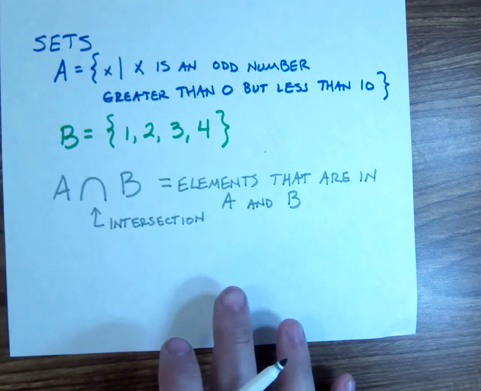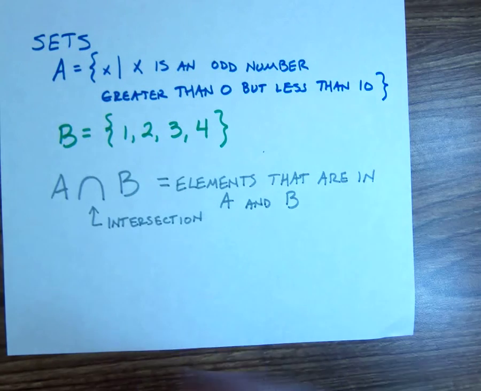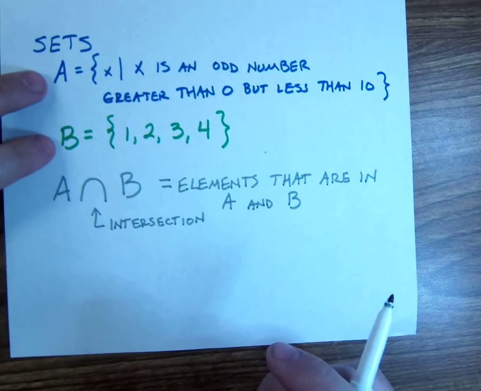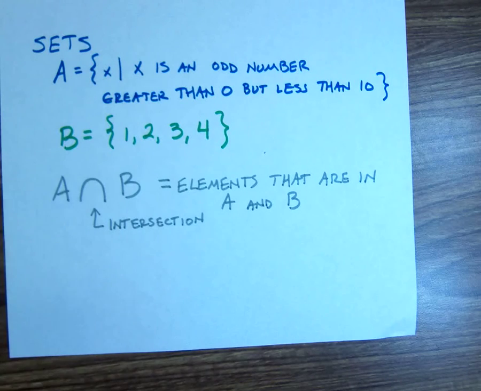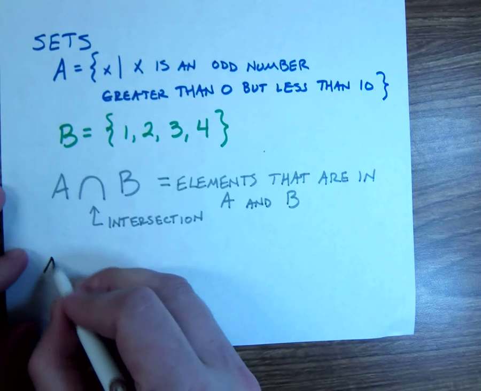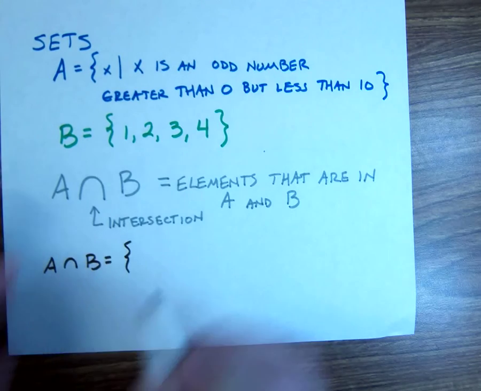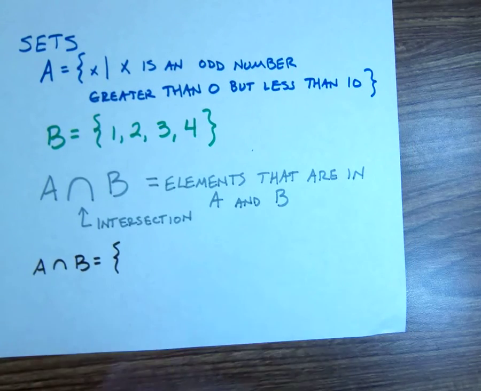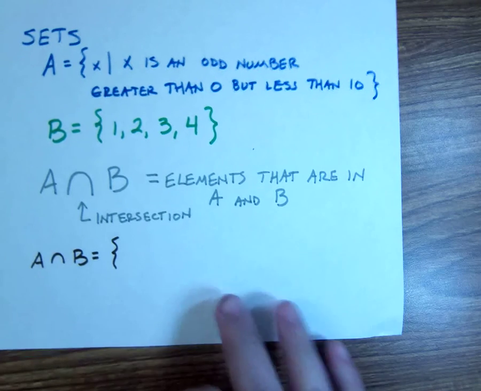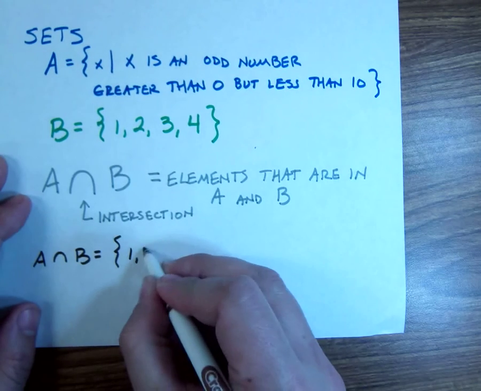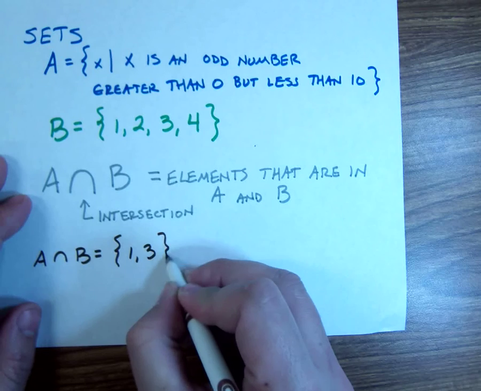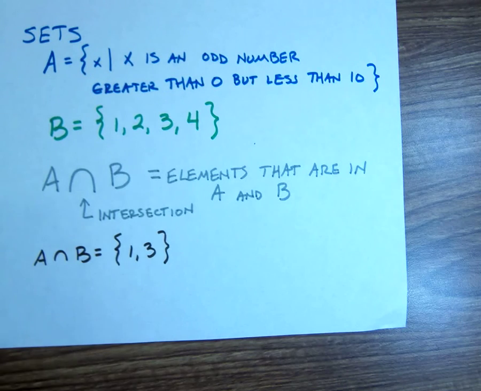So if I were to ask you what A intersect B is, for this particular set, what would your answer be? What are the numbers that are in A and B? So you told me A was 1, 3, 5, 7, 9, and B is 1, 2, 3, 4. What numbers are in both sets? 1 and 3. So the intersection is 1 and 3.